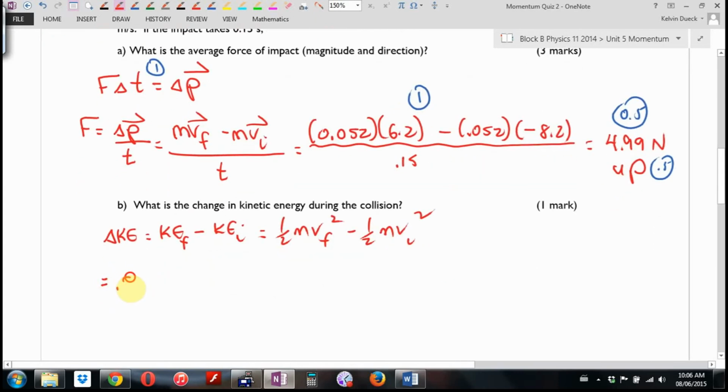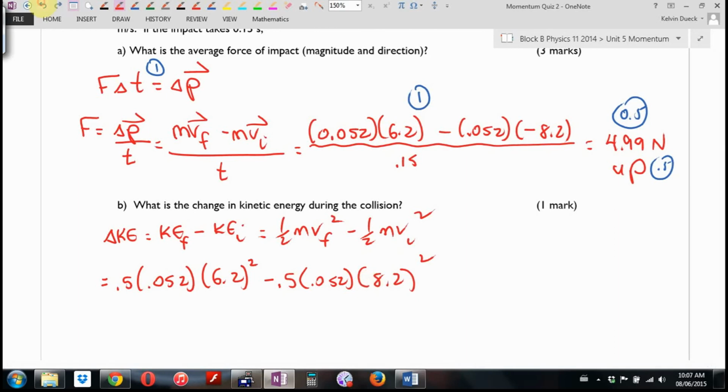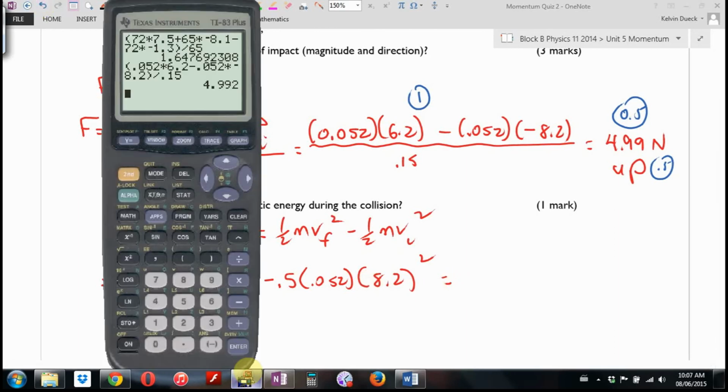It's going to be 0.5 times 0.052 times v final, 6.2 squared, minus 0.5 times 0.052 times v initial, 8.2. Mr. Dueck, shouldn't v initial, that 8.2, be negative, because it's down? First of all, energy is a scalar. But also, even if I did put the negative in there, I'm going to square it. What's going to happen to that negative?